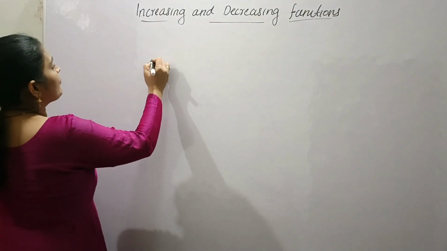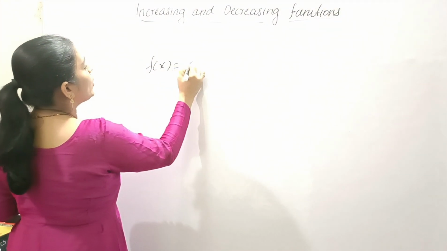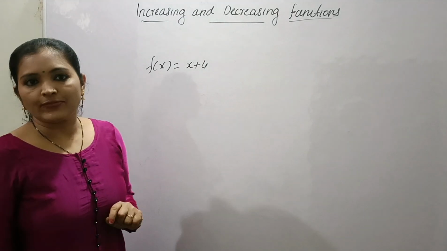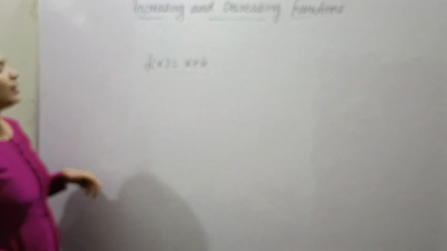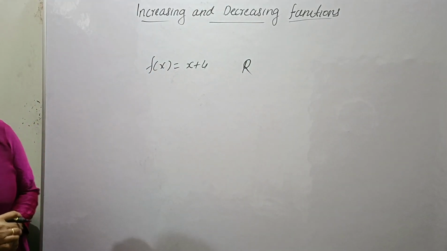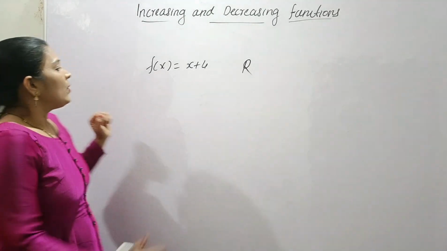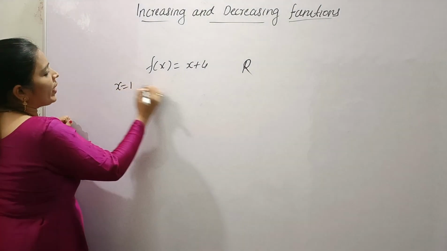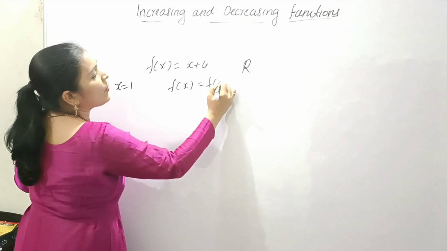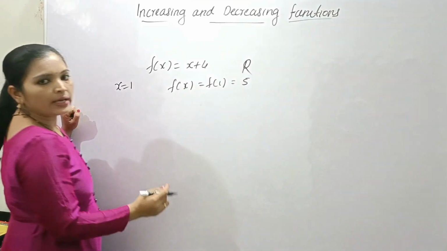Let's take a function f of x is equal to x plus 4, and let's take its domain to be R, the set of real numbers. Now when x is equal to 1, what is the value of f of x? That means f of 1. f of 1 is nothing but 5, right?